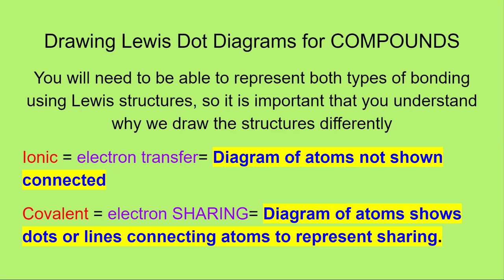Okay, and so a lot of people get confused about this too. And then they show me a structure for an ionic compound that isn't possible. Okay, ionic compounds don't involve sharing electrons. So if that's the case, you can't show them in the picture sharing. In covalent compounds, they are sharing. So you're going to show them sharing by drawing the structure differently.